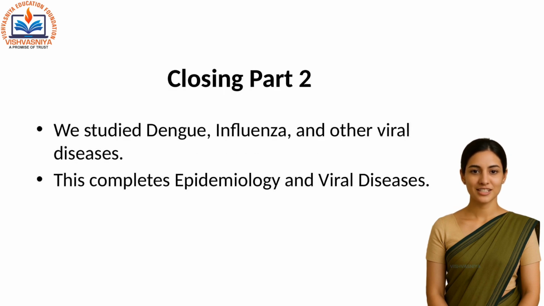So students, today we completed a discussion on dengue, influenza, and other major viral diseases like COVID-19, polio, rabies, chikungunya, and hepatitis. If we combine this with part 1, you now have a complete understanding of epidemiology and viral diseases. Remember, awareness, prevention, and vaccination are the strongest shields against these diseases. That's all for today.